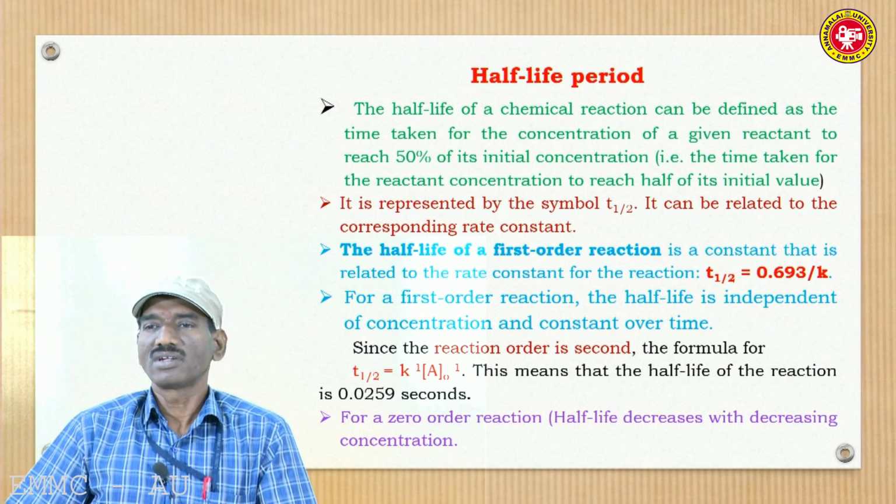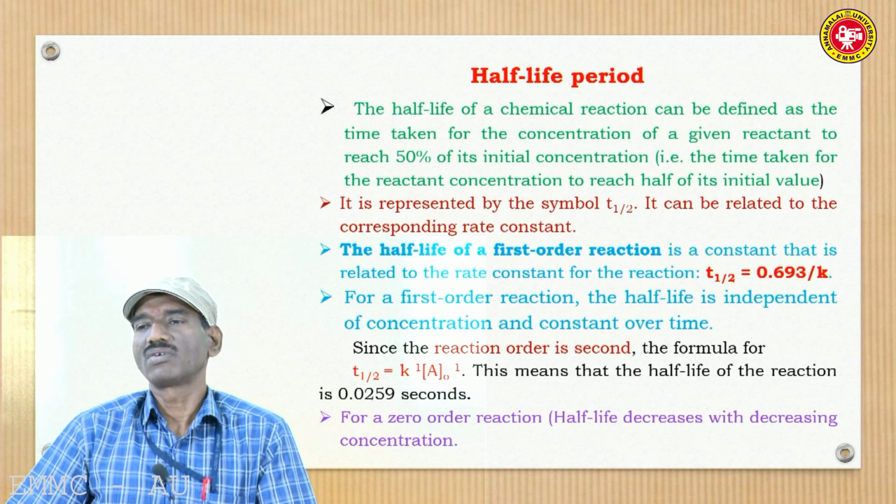It can be related to the corresponding rate constant. The half life of a first order reaction is constant, and it is related to the rate constant for the reaction: t1/2 = 0.693 by K. For a first order reaction, the half life is independent of concentration and constant over time.